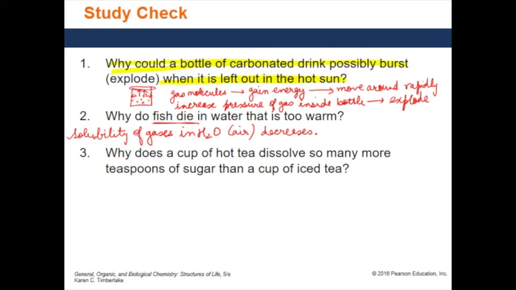Why does a cup of hot water dissolve so many more teaspoons of sugar than a cup of iced water? Because when we increase the temperature, the solubility of solids increases. So we could dissolve more of those solids into our cup.